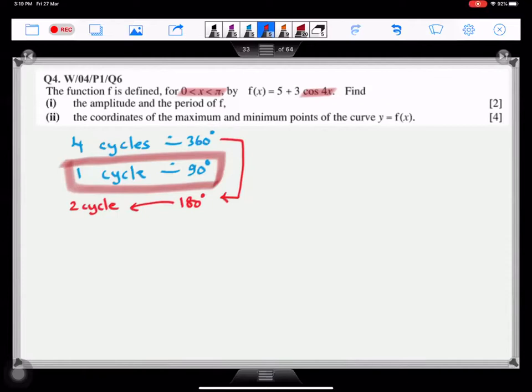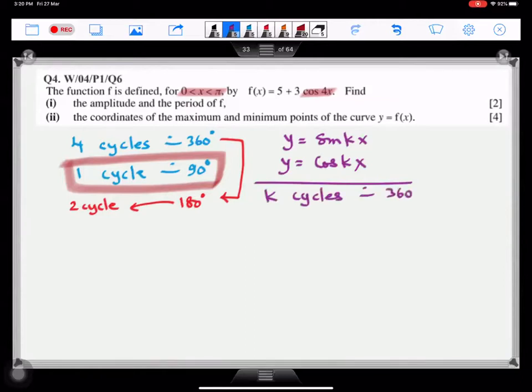The rule for cosine and the rule for sine is what? Remember this: y equals sine kx, y equals cos kx. The rule is k cycles in 360 degrees, where k is the coefficient of x. Since the coefficient of x is 4, there are 4 cycles in 360. So I can go ahead and draw 4 cycles.